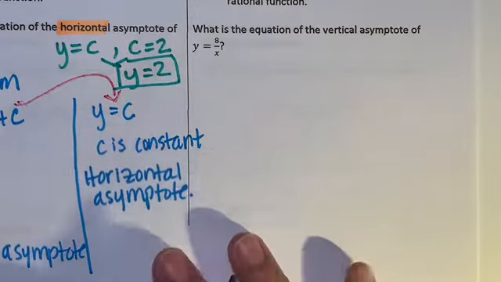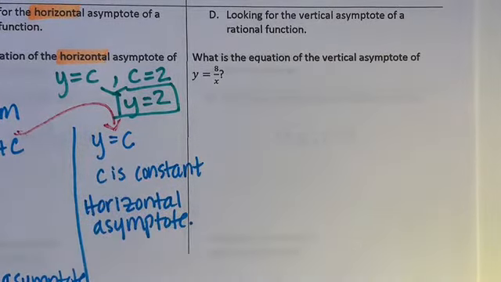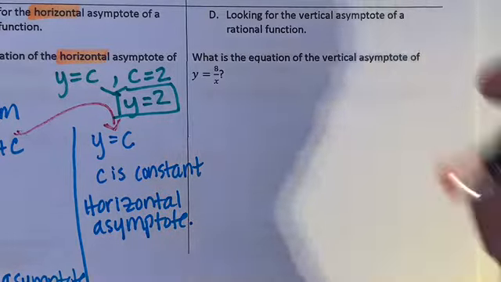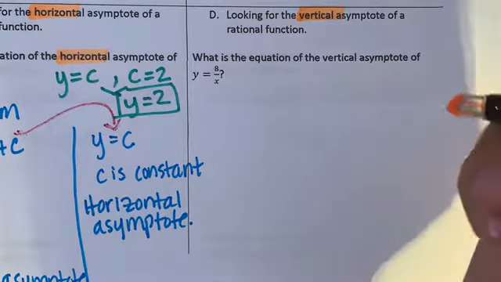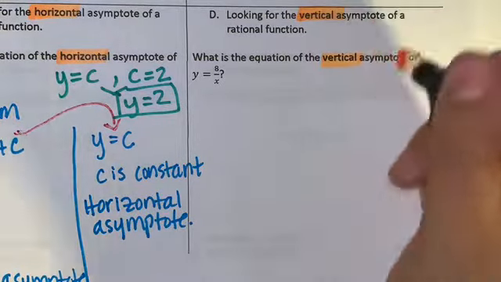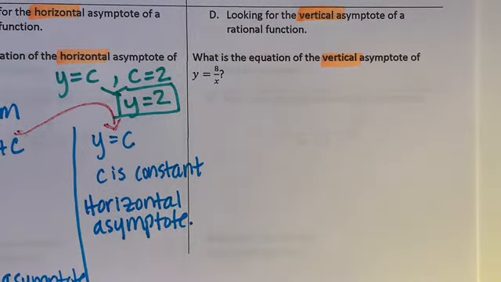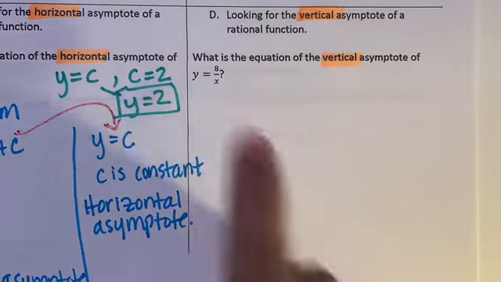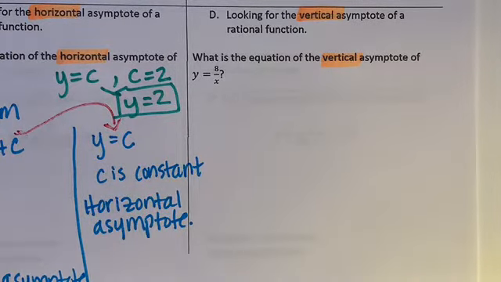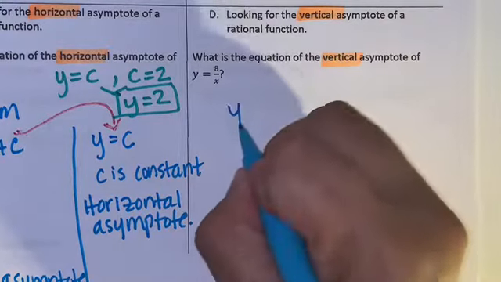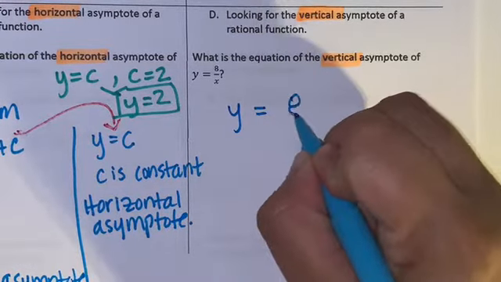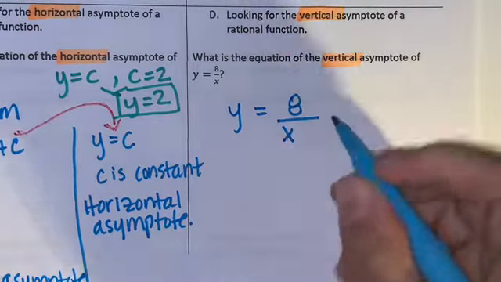Okay. In example D, looking for the vertical asymptote of a rational function. What is the vertical asymptote of y equals 8 divided by x? So here we can say that we have our standard form, and we want to expand the standard form a little bit more. So this is what it's going to look like. So y equals 8 over x.